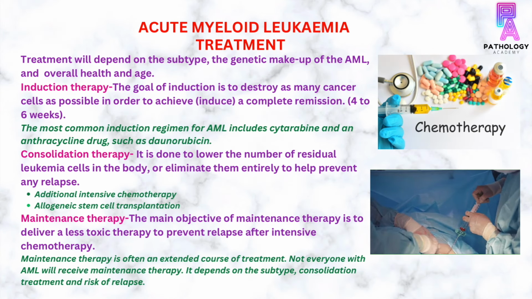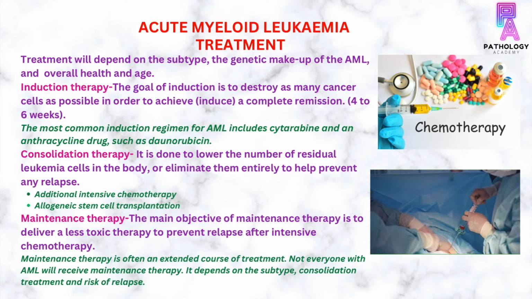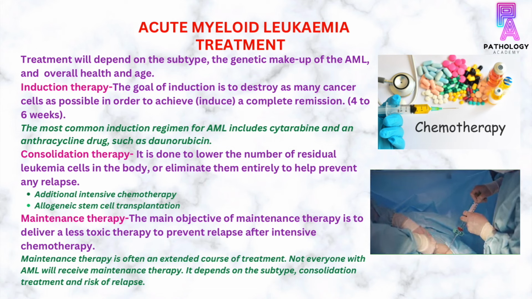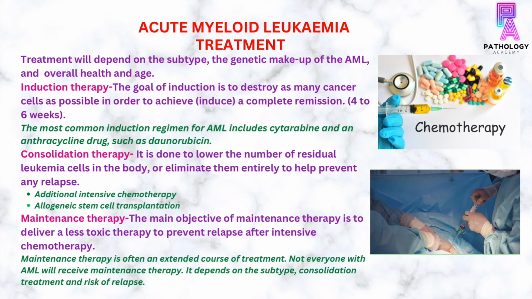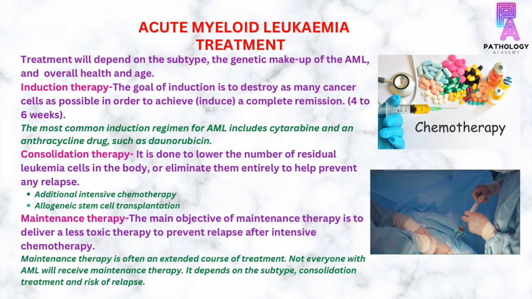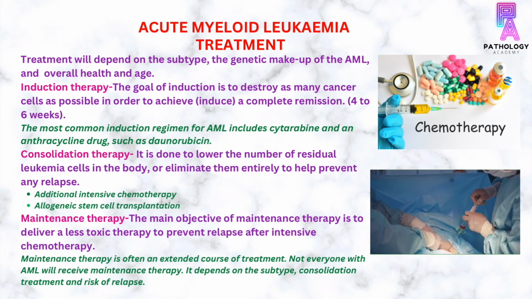Treatment will depend on the subtype, the genetic makeup of the AML, and overall health and age of the patient. Here also treatment is divided into three categories: induction, consolidation, and maintenance therapy. The goal of induction is to destroy as many cancer cells as possible in order to achieve a complete remission, and it lasts for 4 to 6 weeks. The most common chemotherapeutic drugs used in induction regimen are cytarabine and anthracycline drugs such as daunorubicin.